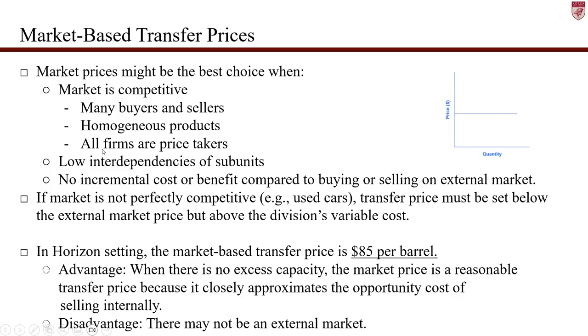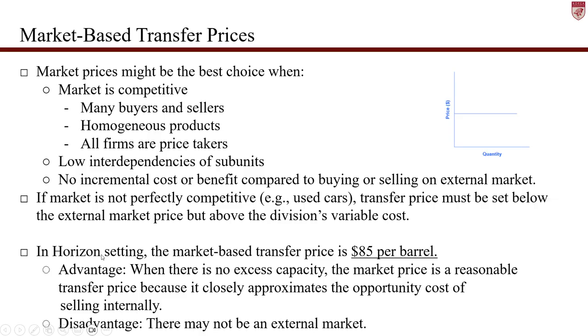Out of these three features of an imperfectly competitive market, the most important one in our context is that firms can establish the price themselves. In that case, we will see a case where the transfer price is set below the external price. But the price always has to be above the selling division's variable cost. Otherwise, there is no reason for the selling division to sell at a price even lower than their variable cost, right? Then they're always going to be facing a loss. So always make sure the transfer price is below the external market price but above the divisional variable cost in an imperfectly competitive market.